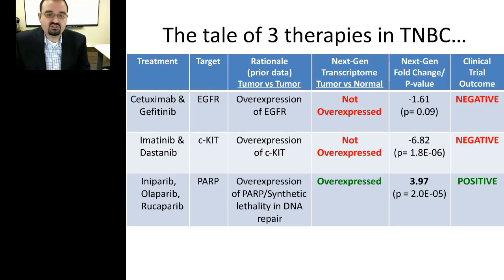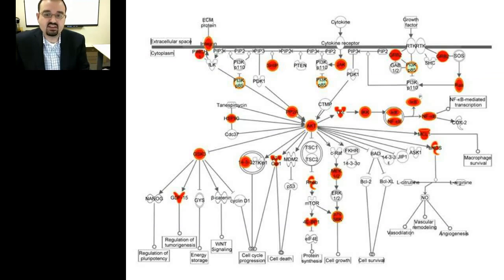The agents imatinib and dasatinib, which target the c-KIT receptor, were also based on prior data that c-KIT is overexpressed in triple-negative breast cancer. Compared to normal breast, we actually find it not to be overexpressed, actually significantly downregulated. Interestingly, the normal breast ductal epithelium expresses high amounts of c-KIT, and 2 clinical trials testing these inhibitors in triple-negative breast cancer have been negative.